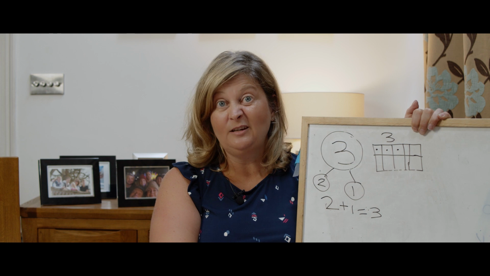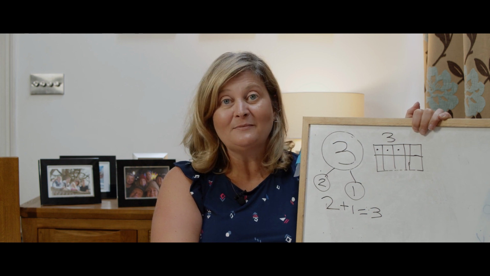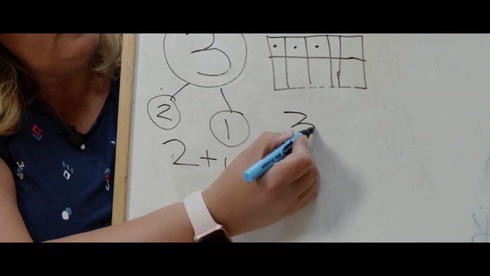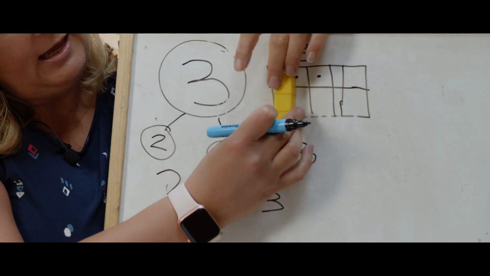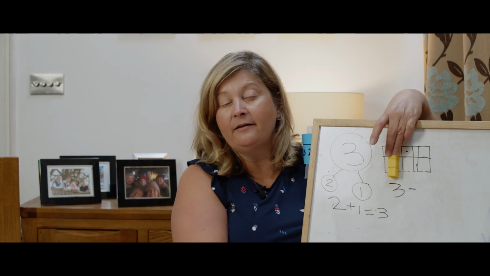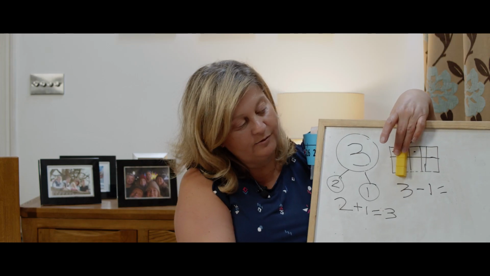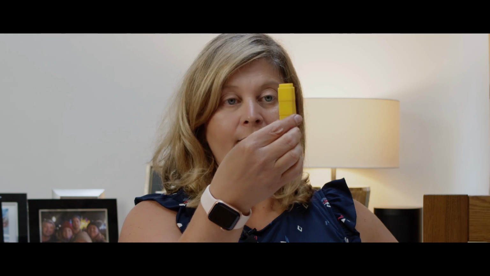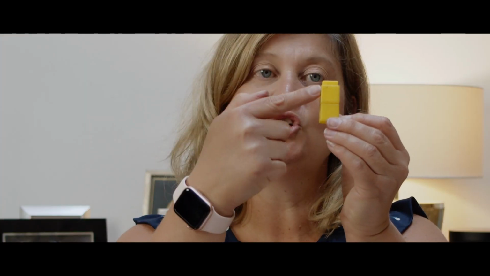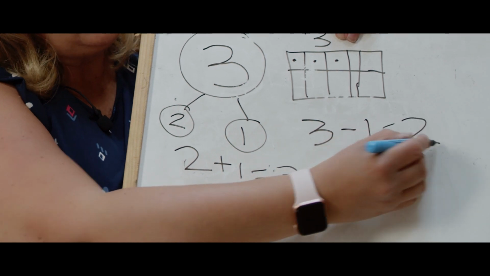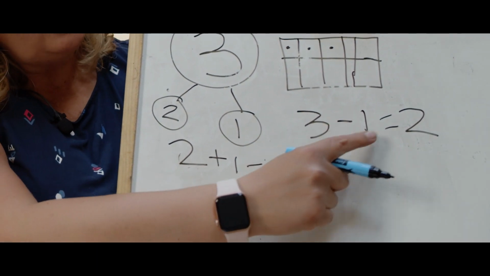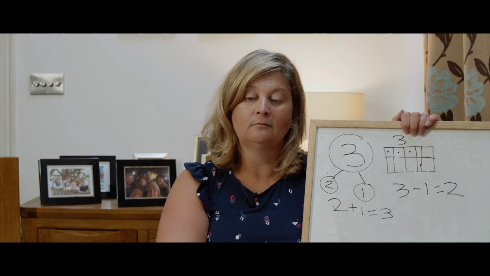And we've also been doing taking away, haven't we? We've been doing some subtraction. So we've started with 3. So we've got our 3 here, and we've taken away. I think we'll take away 1 first of all. 3 take away 1 equals. So we've got our 3, and we take away 1. And how many have we got left? 1, 2. We've got 2 left. So we can write that answer here. 3 take away 1 equals 2.